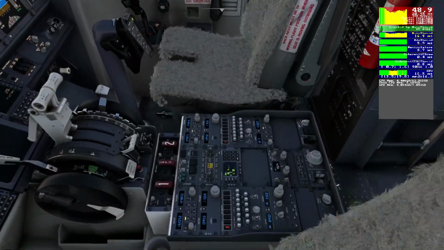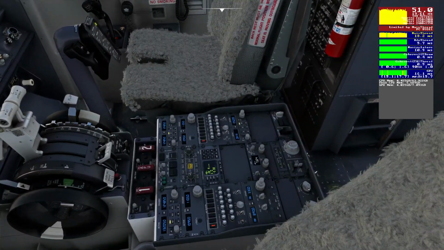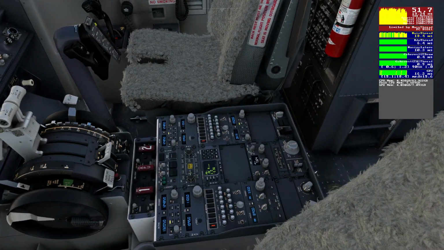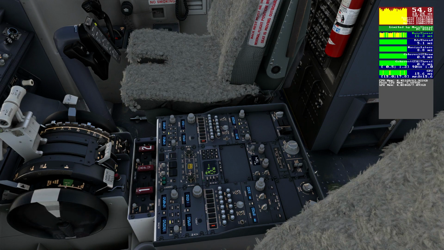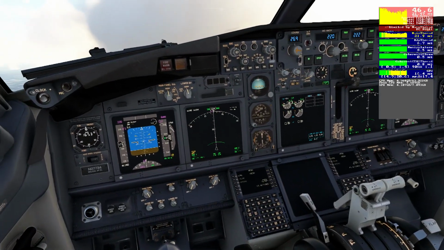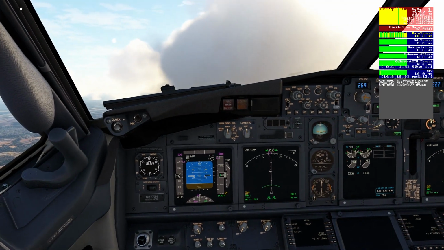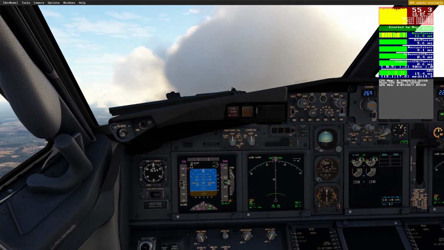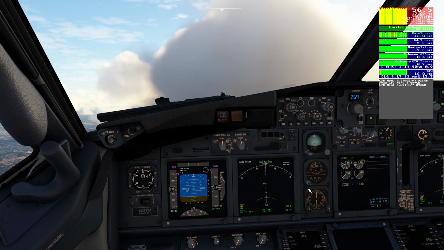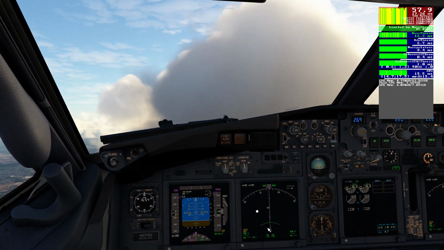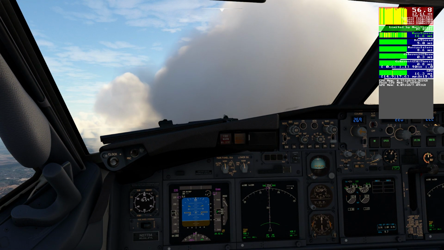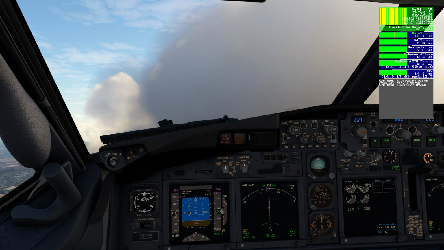There we go. Still limited by main thread. So obviously they have done some other performance upgrades, which has led to things working out a little bit better. And obviously everything is running a lot smoother now.